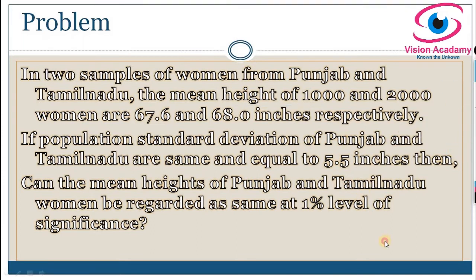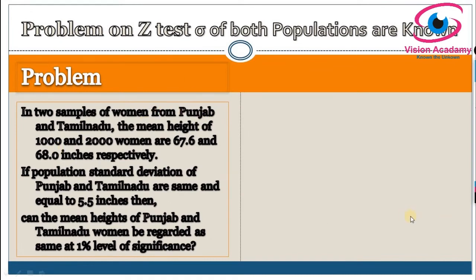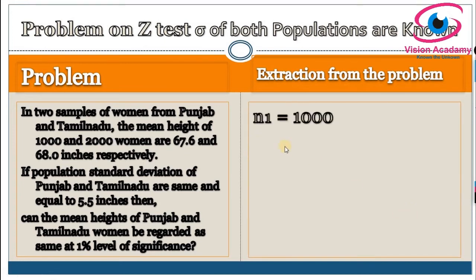Let us extract the important things from the problem to apply to the formula. On the right side, you can see I denote Punjab as n1, sample 1. From Punjab, we have taken 1000 women under study for the calculation. And we have considered Tamil Nadu as n2, sample 2. From Tamil Nadu, we have taken 2000 samples. X bar is the mean height of women in Punjab, and y bar is the mean height of women in Tamil Nadu.